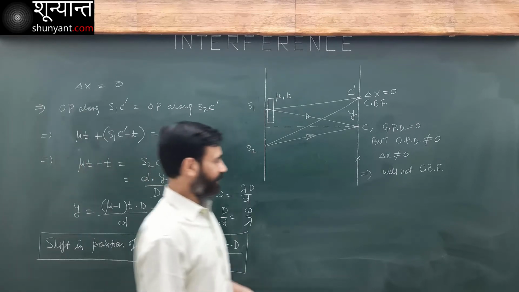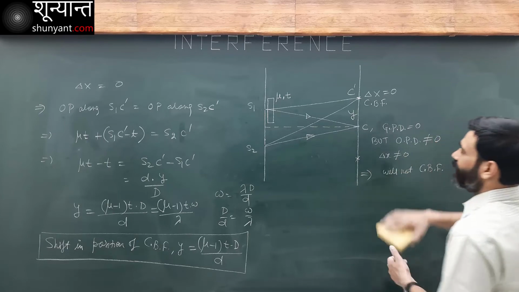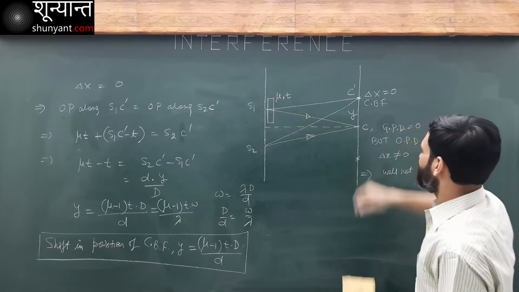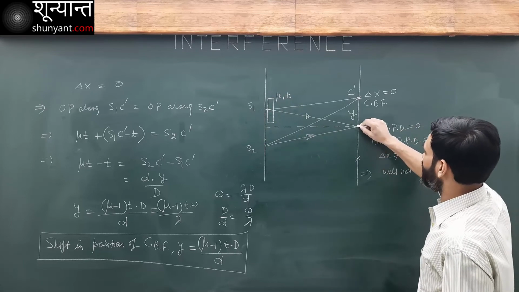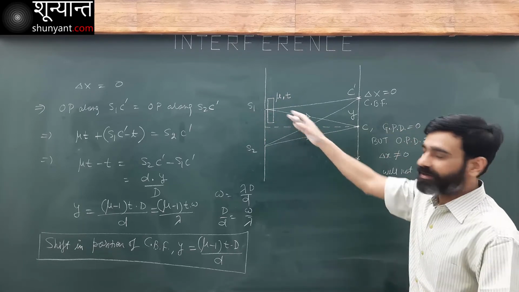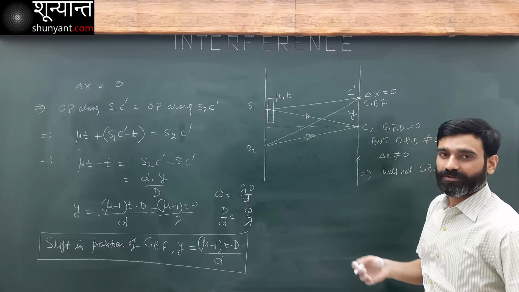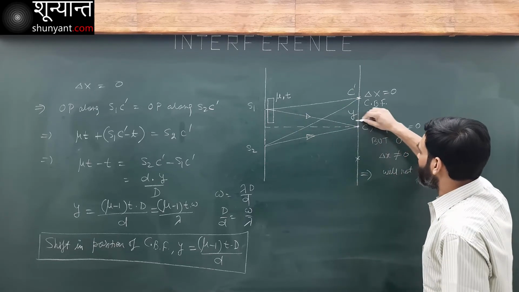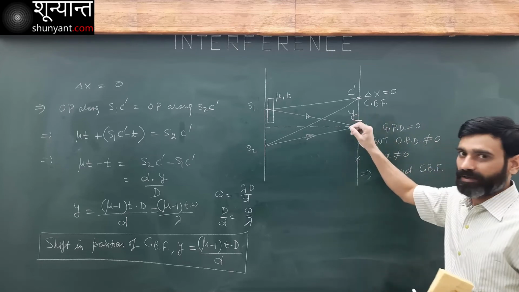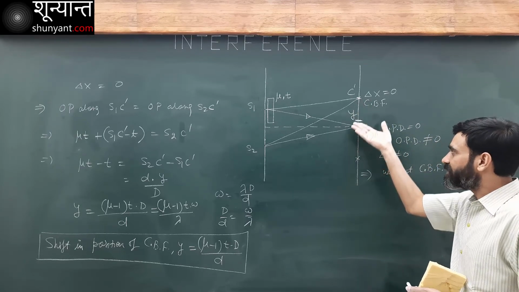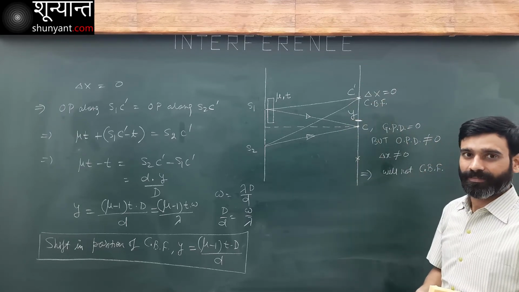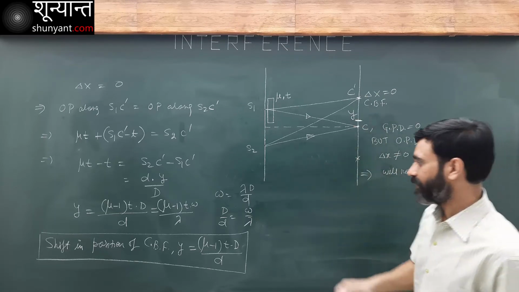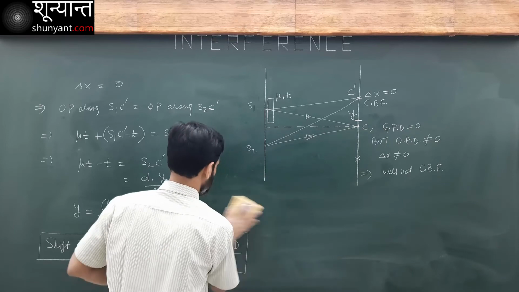Now see what will happen. If I do not have this sheet, the central maxima is going to be here at the center. The moment I keep it, everything is going to move up. So if I observe any point on the screen, I will see the fringes shifting. I will see that some number of fringes will shift. So what is the number of fringes?